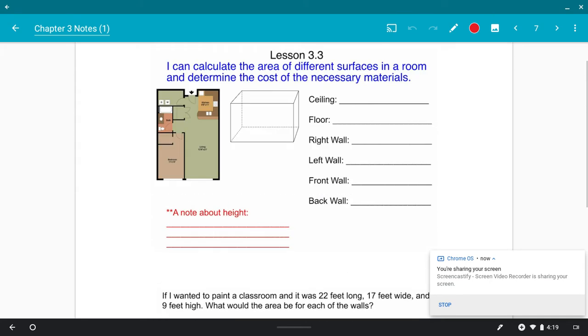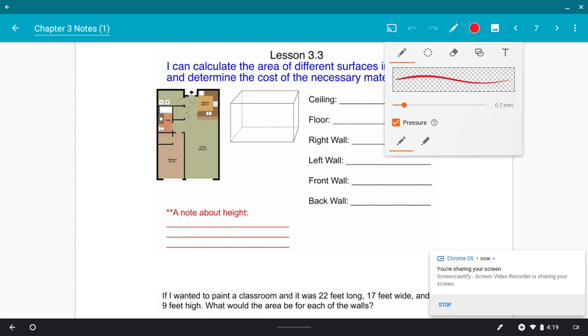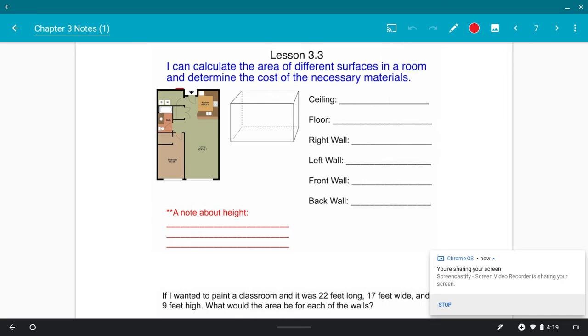All right, guys, this is lesson 3.3. We're going to talk about calculating the area of different surfaces in a room and determining the cost of the necessary materials. So, this is what a room looks like if you look at it from above. It's called a bird's eye view. If you look at it over the top, it's called a bird's eye view. This is a three-dimensional view.